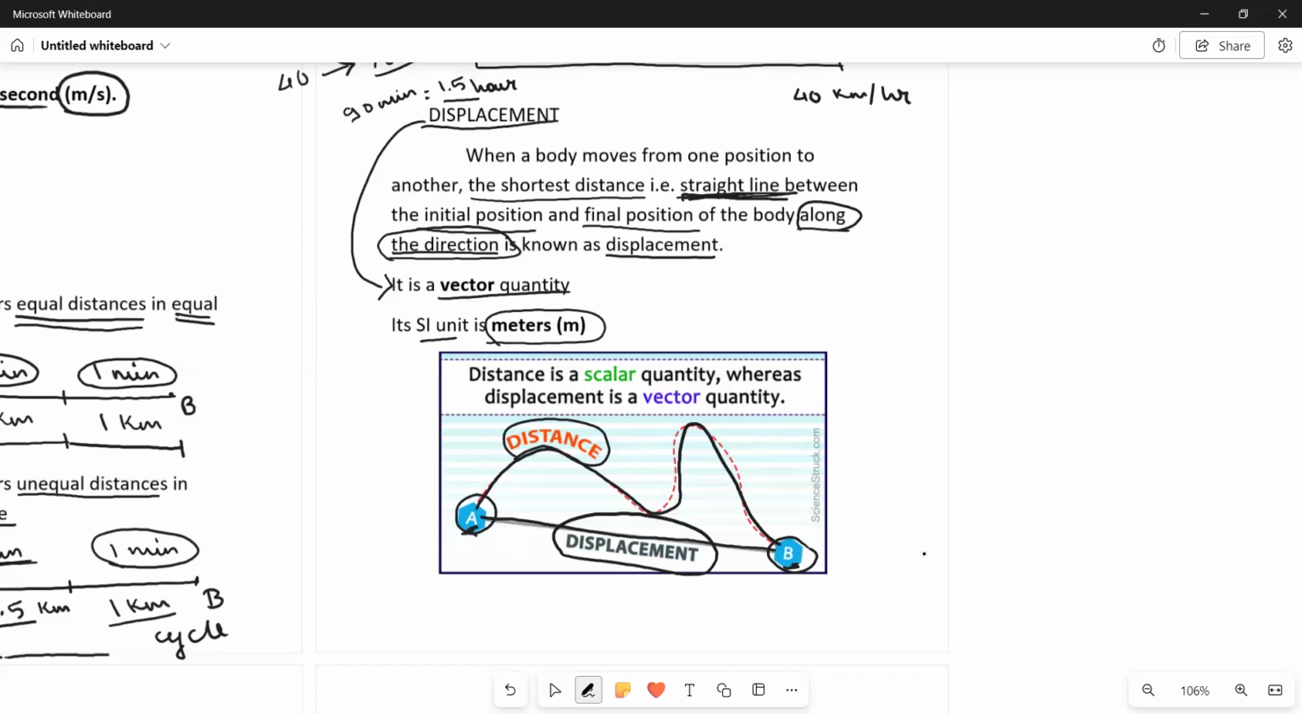Say B was not our final position, and say C was our final position over here. So the direction in which C is from A will be the main concern. So we always draw the straight line in the direction of C. And this line will be our displacement, our line of displacement. And for distance there is no need of direction. We only need the length of the total path covered. I hope I am clear till now.